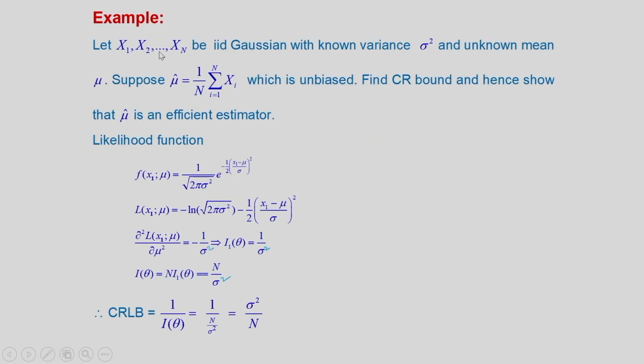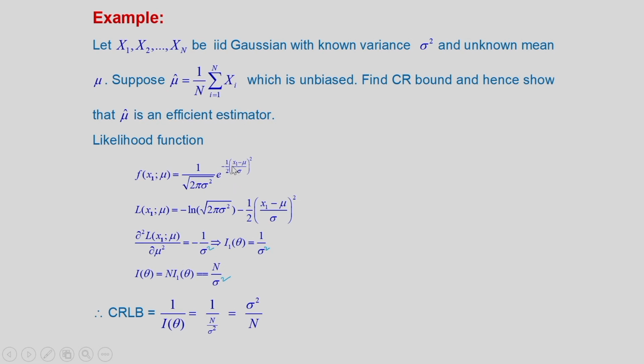Suppose x1, x2, ..., xn are IID Gaussian with known variance sigma square and unknown mean mu. Suppose mu hat is equal to the summation of xi, i going from 1 to n, divided by n. This is the sample mean, which is unbiased, as we have already proved. Find the Cramer-Rao bound and hence show that mu hat is an efficient estimator.